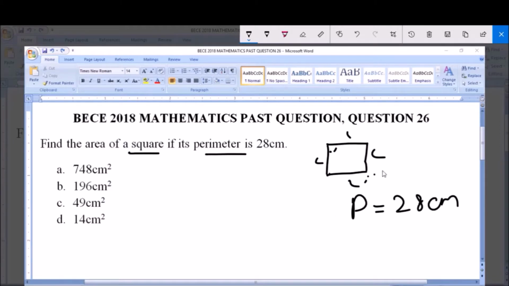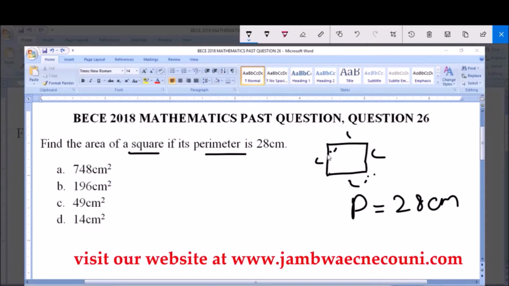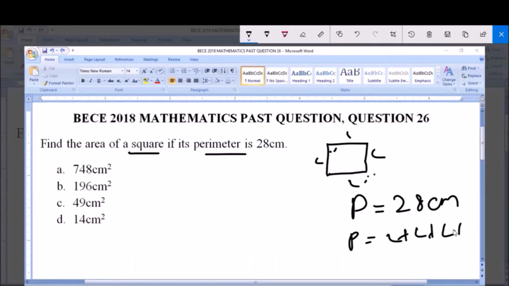And like we know, perimeter simply means the addition of all the boundaries of the square. So P simply means L plus L plus L plus L, and this is equal to 4L. That is the sum of the entire boundary, the length of the square. So 4L. And we have that perimeter is equal to 28 cm, meaning that 4L is equal to 28.